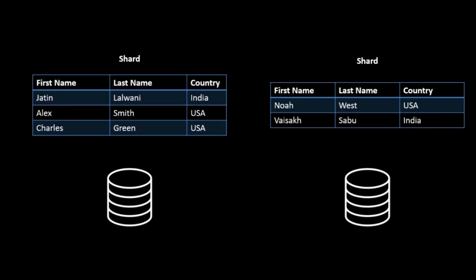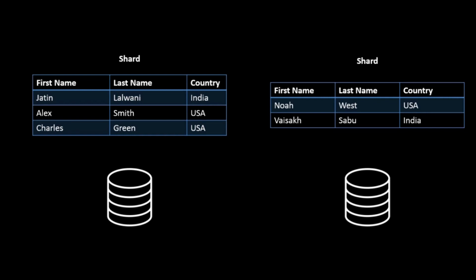So we need to avoid this, which means that we need to create shards in such a way that for most of the queries, we don't have to hit all the shards. So what we can do is split the data based on a key known as a shard key or a partition key. And this key is an attribute or a combination of multiple attributes of your data.